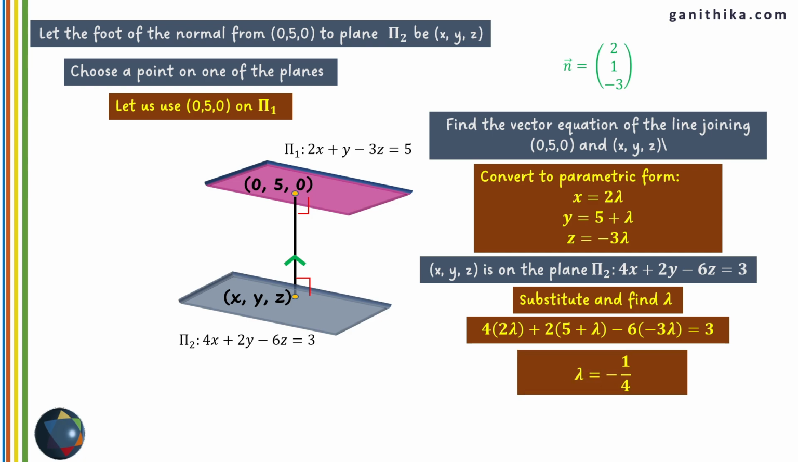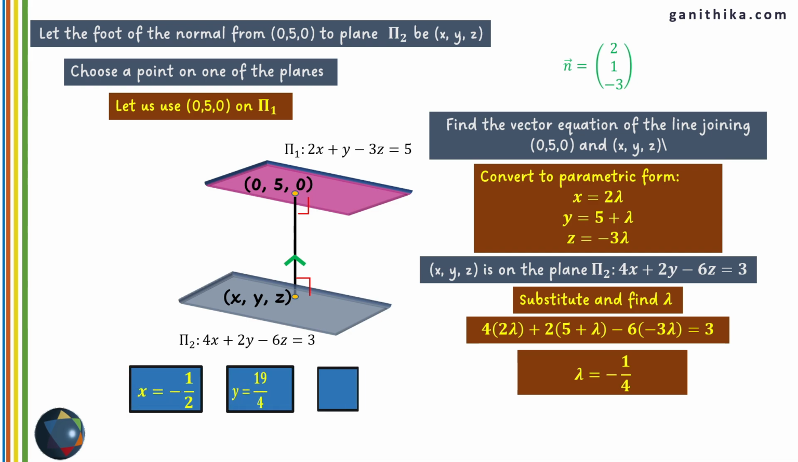Obviously, you can find the value of lambda here by rearranging and isolating lambda. Here I am getting negative 1 over 4. So this is the lambda value. What are we going to do with this lambda value? With this lambda value, go back and substitute for the x, y and z here.